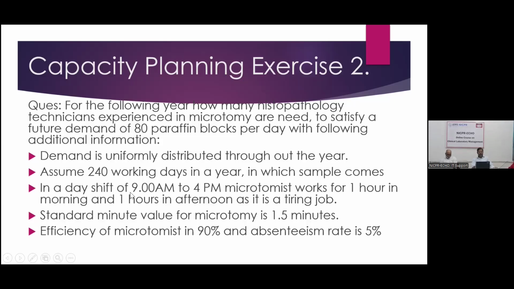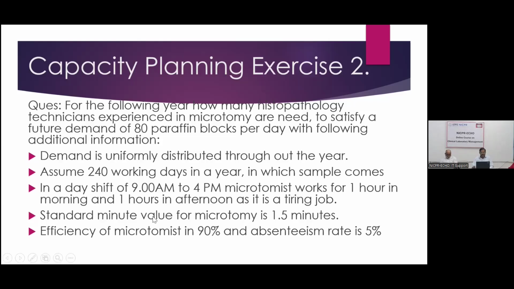In a day shift of 9 a.m. to 4 p.m., microtomists work for 1 hour in the morning and 1 hour in the afternoon, as it is a tiring job. Microtomy is actually a tiring job. So microtomists work for only 2 hours, 1 hour in the morning and 1 hour in the afternoon.